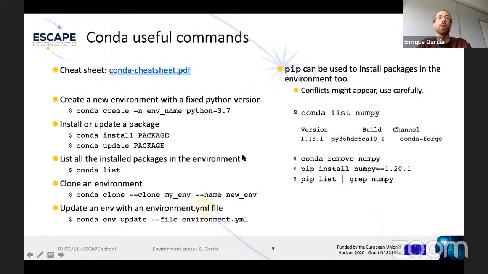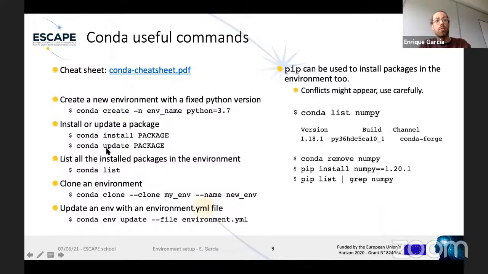Okay, so some useful Conda commands. Basically you have the nice cheat sheet here, the official cheat sheet of Conda, where you have a summary of all the commands. I will just go through this very quickly. So for example, if you want to create an environment with a specific version of Python because you don't like Python 3.9 for whatever reason, or you are working on a side project that needs it, you can type something like this. To install or update a package, you just need to write conda install or update.